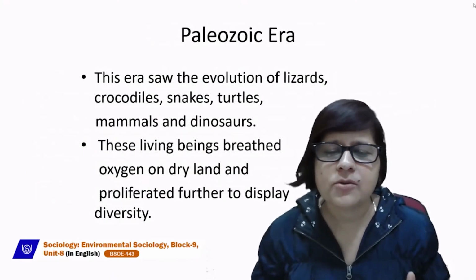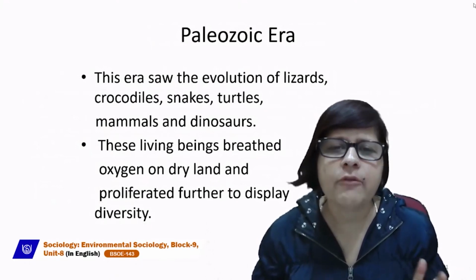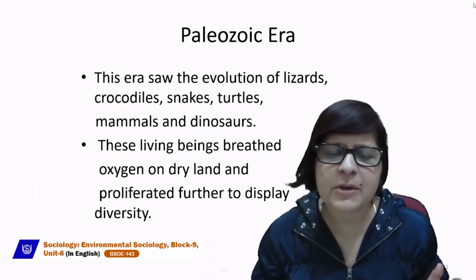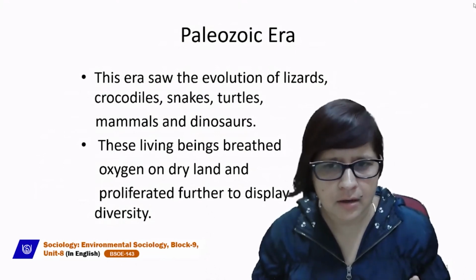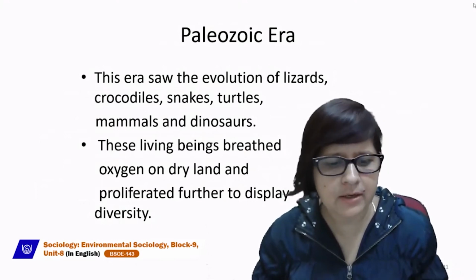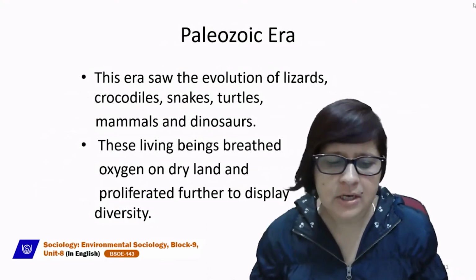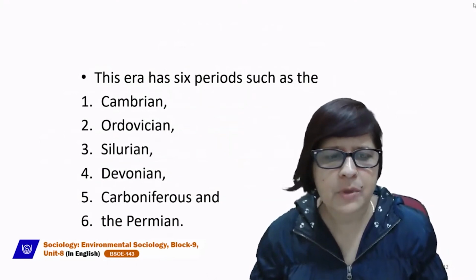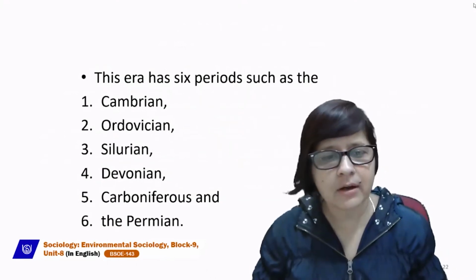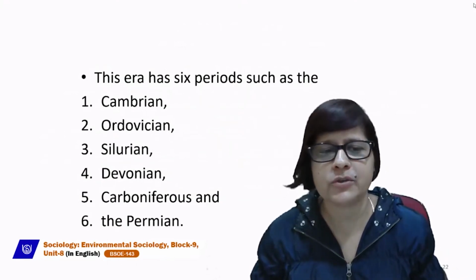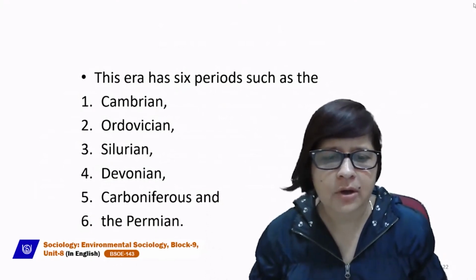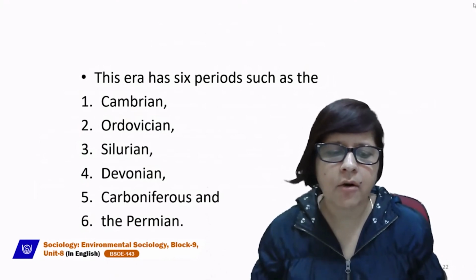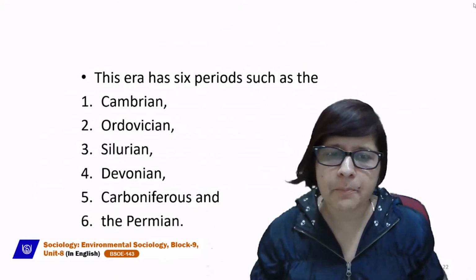In the Paleozoic era, we saw the evolution of lizards, crocodiles, especially reptiles, and dinosaurs and mammals during this era. And oxygen was there during this period. This era was further divided into periods such as the Cambrian, Ordovician, Silurian, Devonian, Carboniferous, and the Permian.